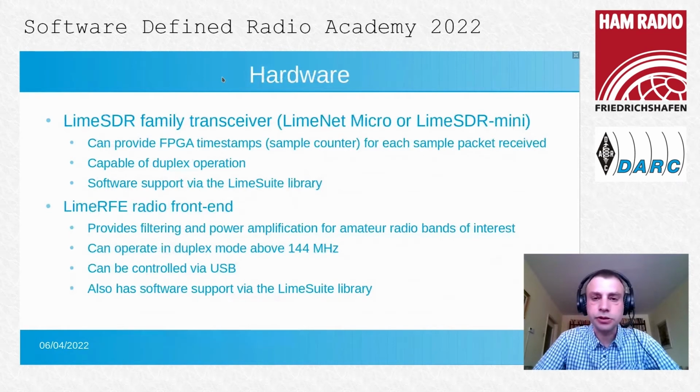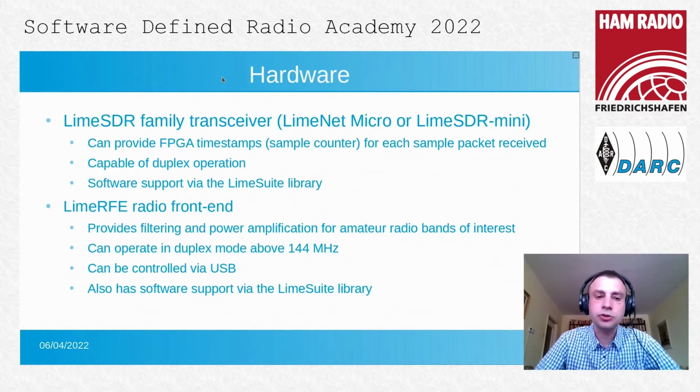About the hardware I have used, I first started implementing this using the add-on Pluto SDR hardware, but unfortunately the Pluto SDR doesn't provide timestamps in the FPGA in order to synchronize the transmission to an exact time. So I have switched to using the LimeSDR family transceiver. And I have tried either the LimeNET-Micro or the LimeSDR Mini. They are both very similar, and they both work pretty much the same.